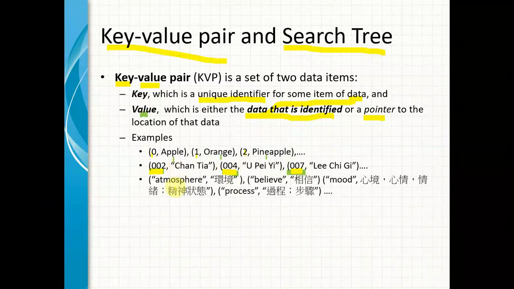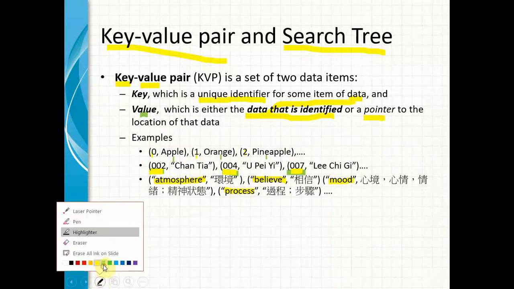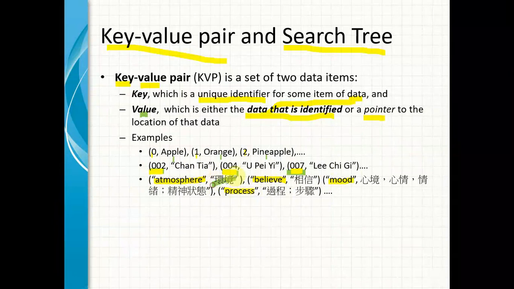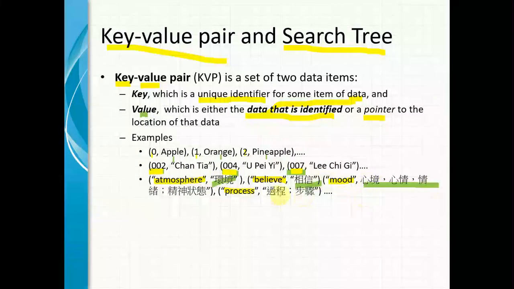Another example is that here the key may not be a number at all, just like a dictionary. You would like to have the key as text or string. Okay, they can also be the key. But in this case, you can see that the Chinese translation is the value. Okay, these are the values.